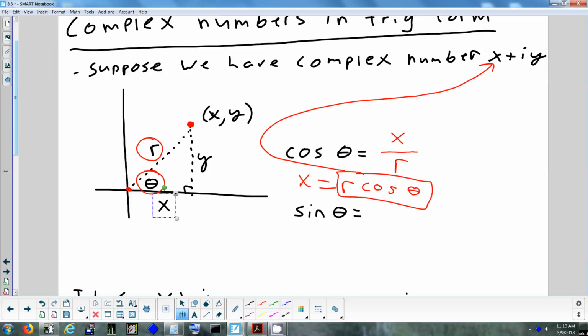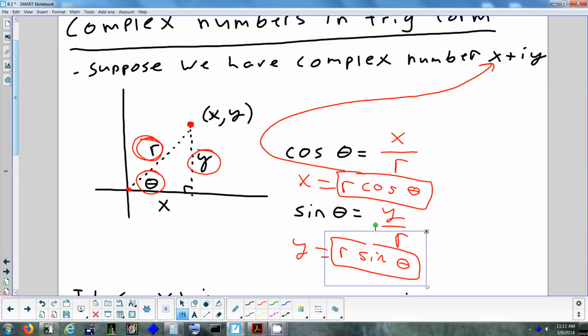Can someone else tell me what sine equals? Yep, sine is opposite divided by hypotenuse. Opposite is y, hypotenuse is r. We're going to do the same thing, get y by itself. Multiply both sides by r. Okay, you should have that in your notes. All right. And now we're going to fill in that box for y.